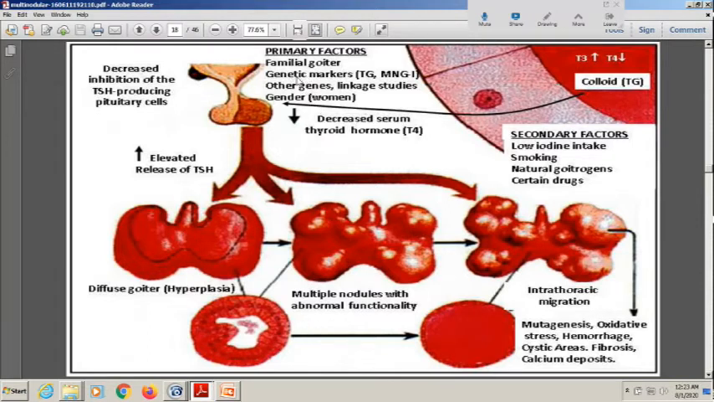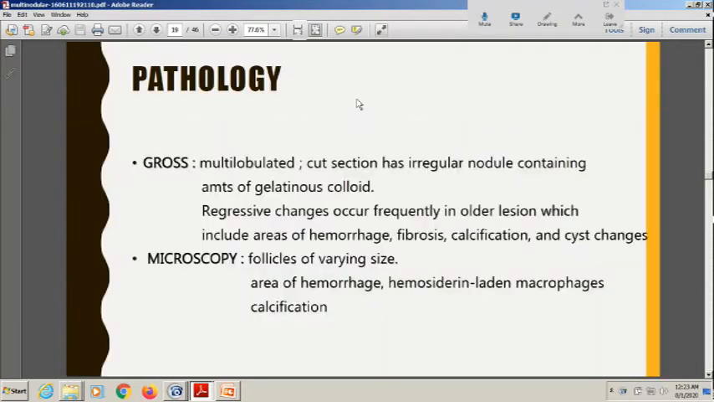Now the pathology. As you can see in the previous diagram, it is multilobated. The cut section has irregular nodules containing a multiple amount of colloid. After some regression, if the cut section is divided, there is an area of hemorrhage, fibrosis, calcification, and some cystic change also.